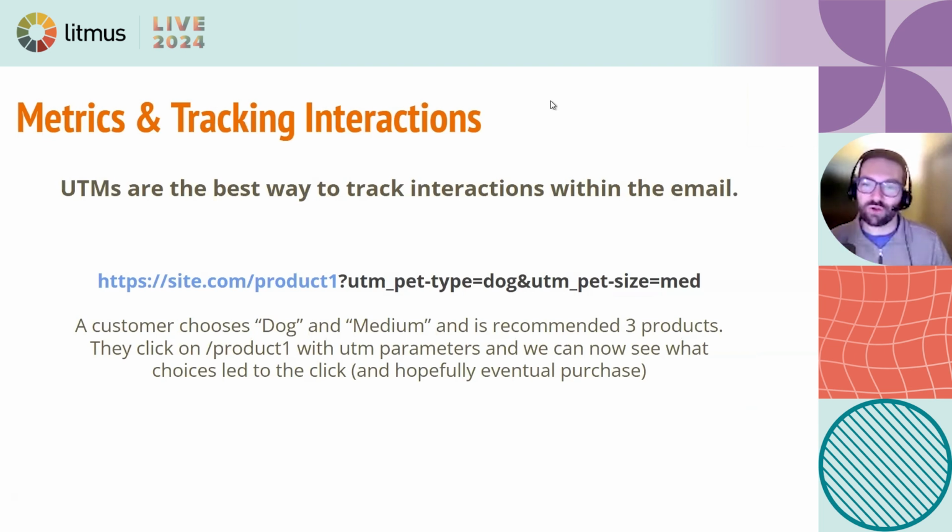And that way, if they go to your website and convert, you'll have the options that they chose in the email as part of the UTM parameter data. And you can use that to figure out how people got there, what options they chose to get to that product, and maybe what's motivating them to buy that specific variation.